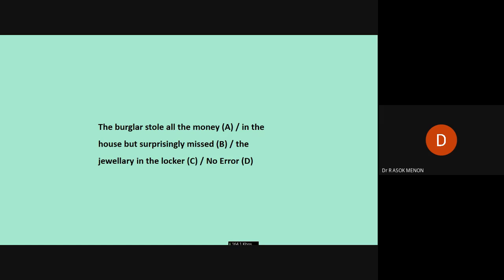The burglar stole all the money. Ghulam Halim says that there lies the error. Be it from the house or in the house, money in the house is all right, no error. Had stolen, no. What is the need for taking past perfect? No. The burglar stole all the money in the house, but surprisingly missed the jewelry in the house.